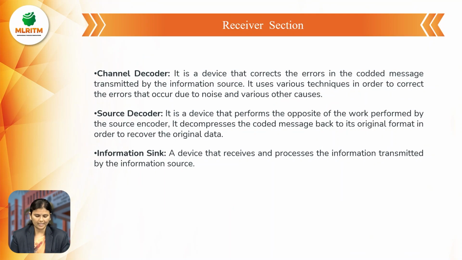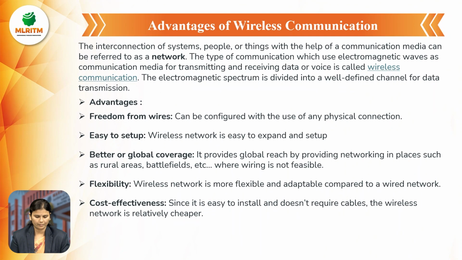Channel decoder. It is a device that corrects the errors in the coded message transmitted by the information source. And next one is source decoder. It is a device that performs the opposite of the work performed by the source encoder. It decompresses the coded message back to the original format in order to recover the original data. And next one is information sink. A device that receives and processes the information transmitted by the transmission source.